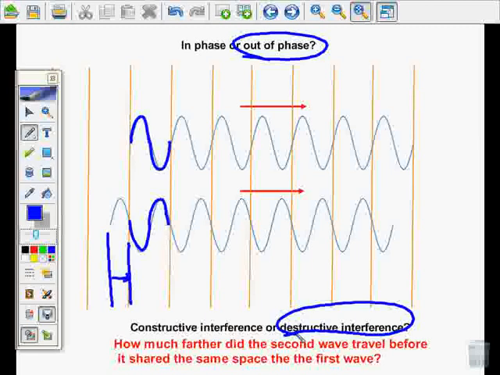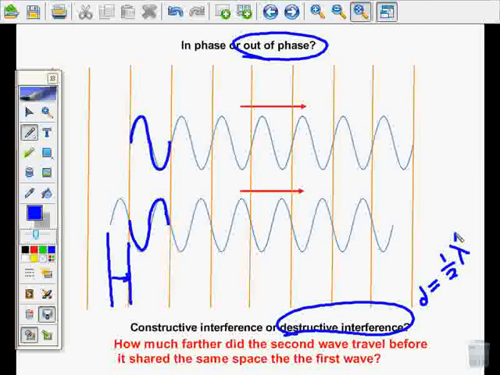Now this is where it gets important. How much farther did the lower second wave have to travel before it starts sharing the space with the wave above, in terms of wavelengths, Nicole? Half a wavelength. So the distance traveled is half of the wavelength. And this is the wavelength in the second material, so it's lambda prime, or if you want to call it lambda 2.